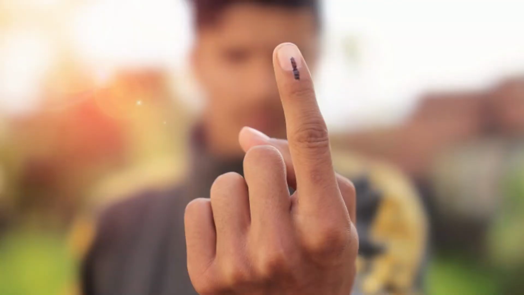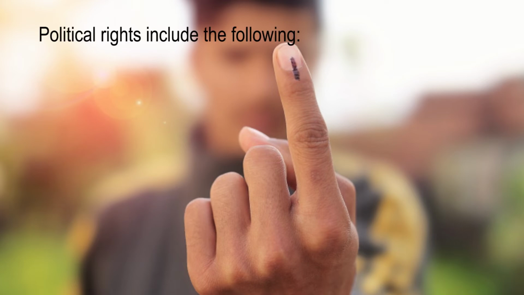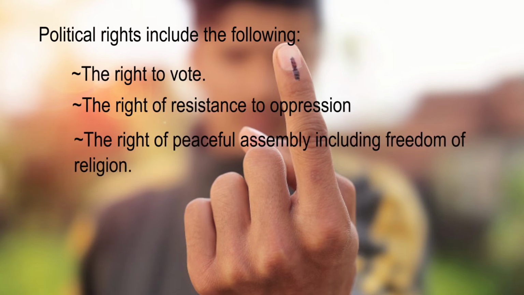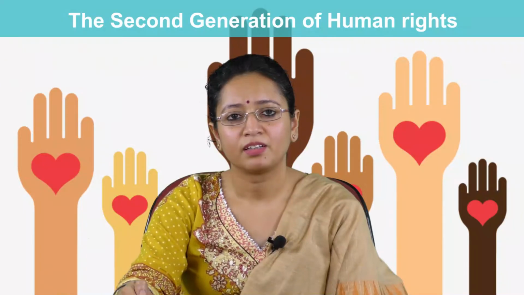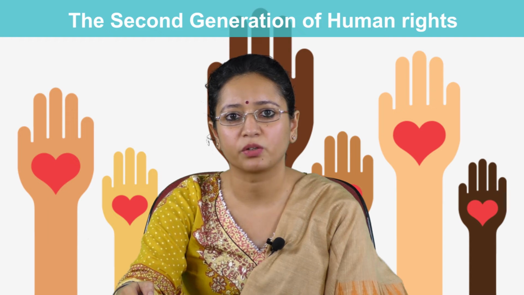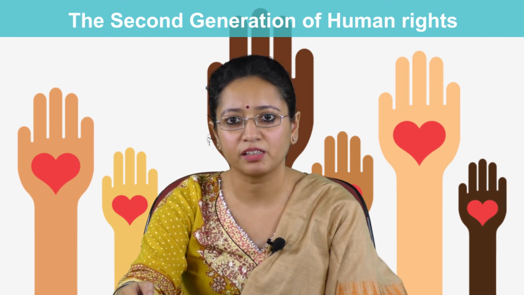Let's try and understand what are political rights in this venture. Political rights include the following: the right to vote, the right to resistance to oppression, the right of peaceful assembly, including freedom of religion. The second generation of human rights are rights that require government intervention to be implemented.